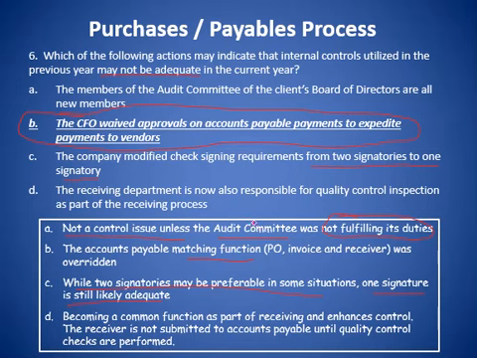The receiving department is now responsible for quality control inspection as part of the receiving process. And actually, this sounds a little weird, but it's becoming quite a common thing. As a matter of fact, it's actually preferable. They say down here, becoming a common function as part of receiving, and it really enhances control because in some cases, when we receive something, we don't really know if that item is functioning up to the specs it's supposed to, or is it broken?